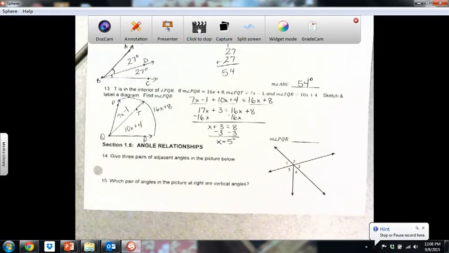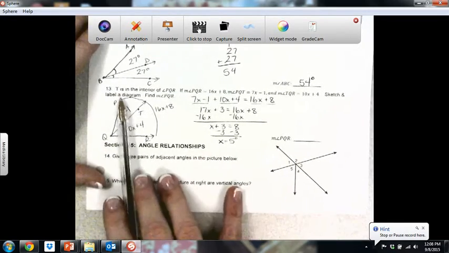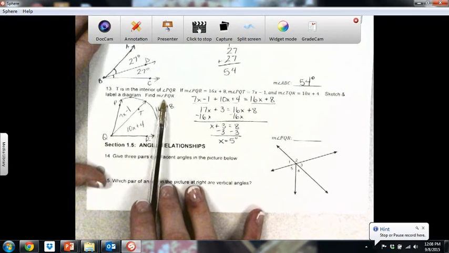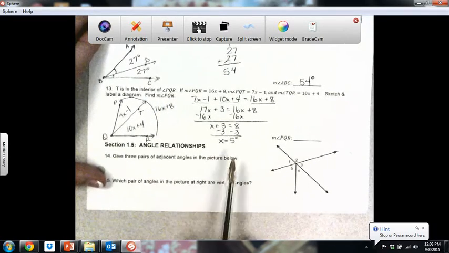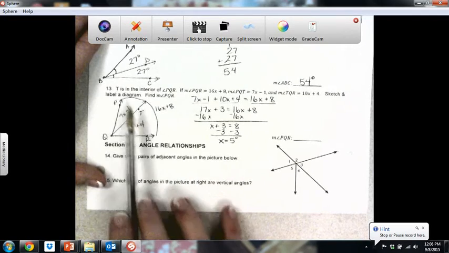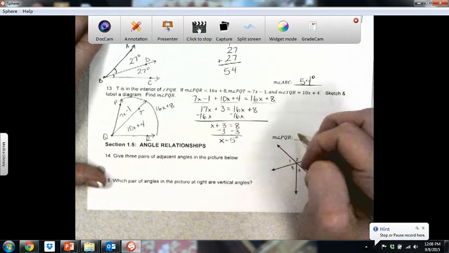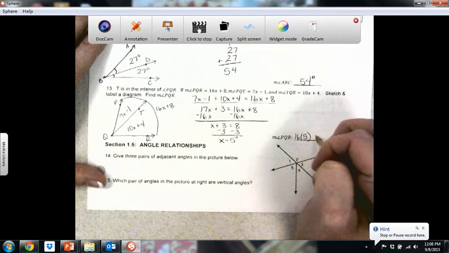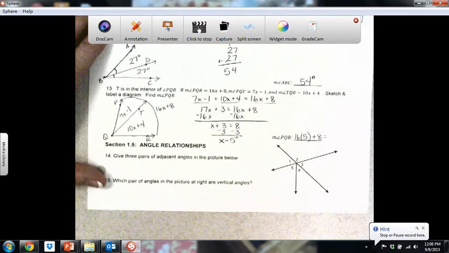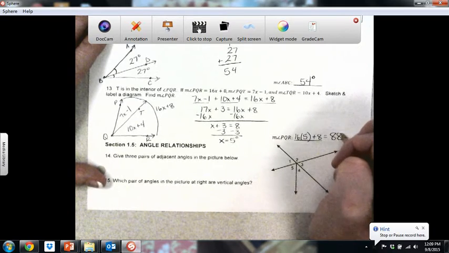5 degrees. But if I go back, that is not what this question was asking me to find. They were asking me to find the measure of angle PQR. So to do that, I'm going to plug 5 back into this whole distance here. So I'm going to do 16 times 5 plus 8. Now 16 times 5 is 80, and 80 plus 8 is 88 degrees.